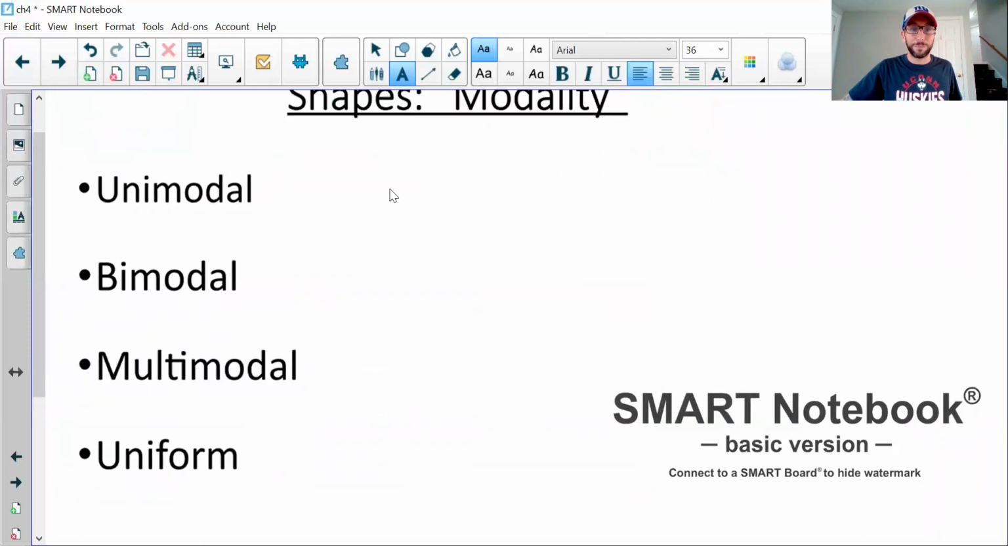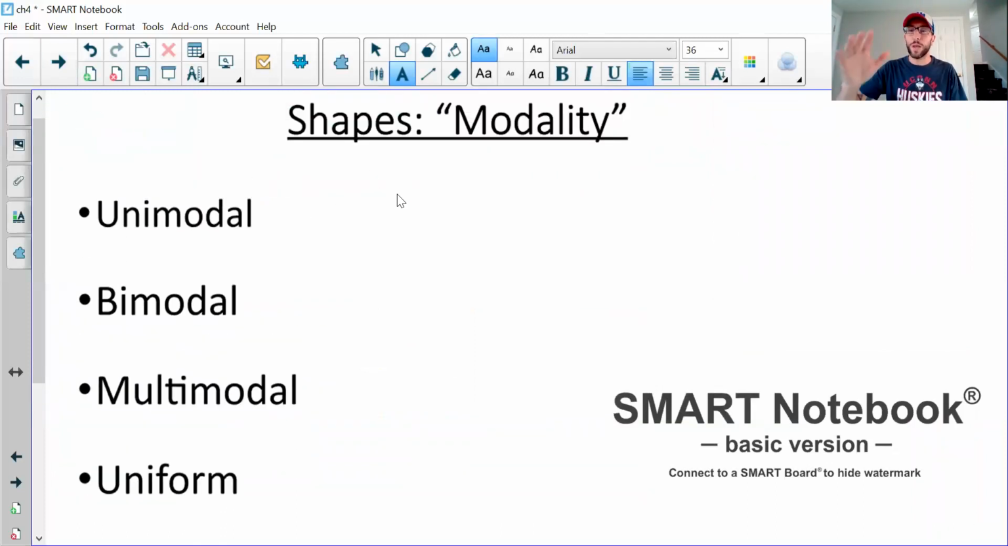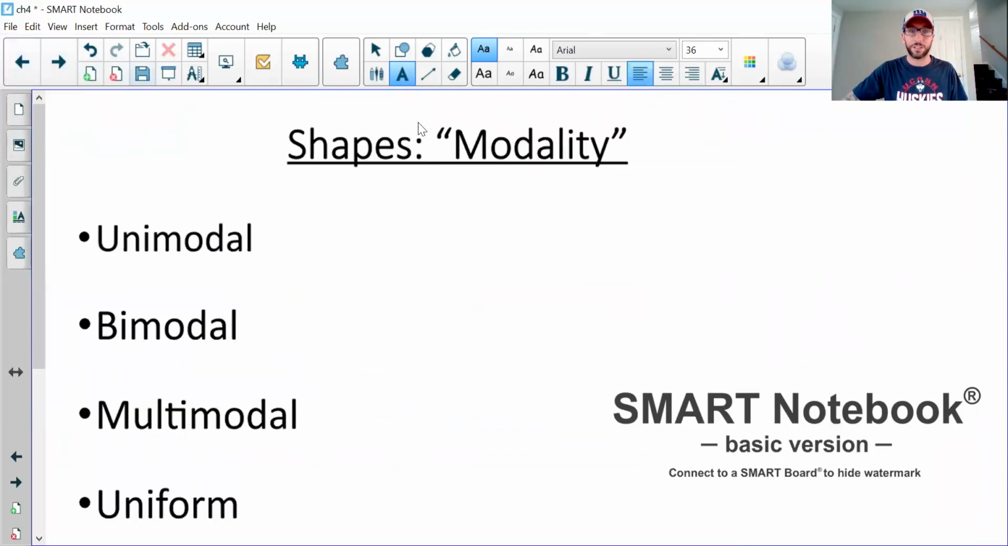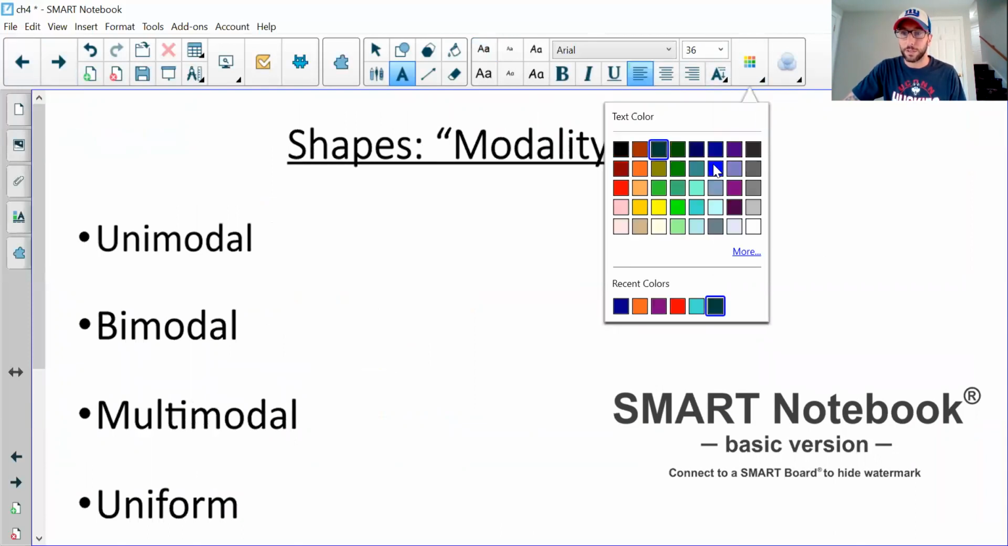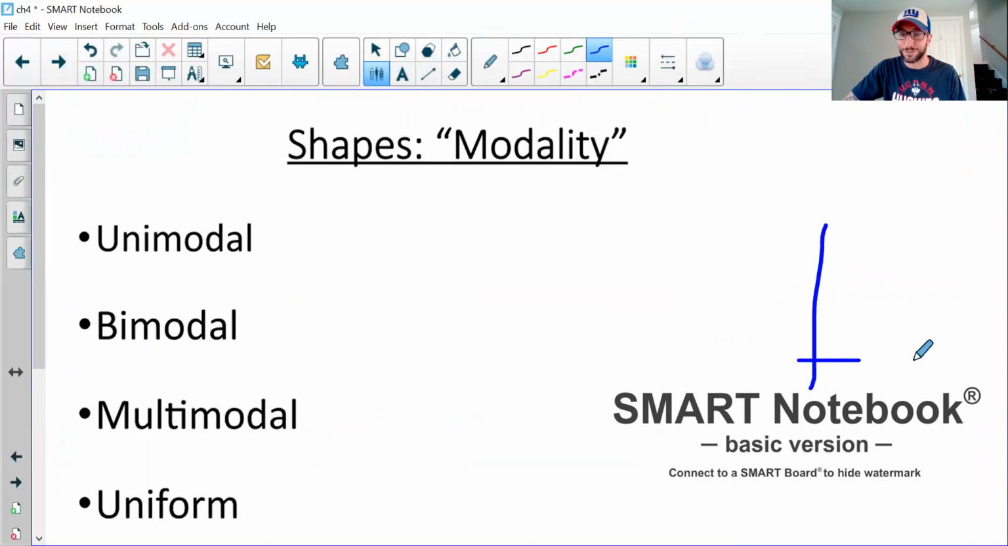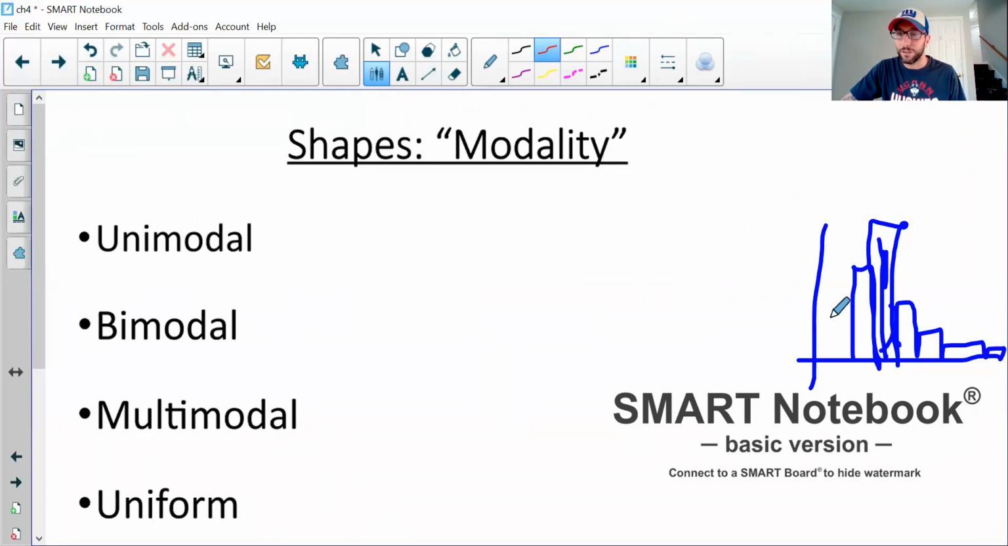Shapes. As we think about shapes, there's two elements of the shape. We want to talk about if it's skewed or symmetric, and we want to talk about the modality. So for us, the mode is more a descriptor of shape. If I sketch a quick histogram over here, and I apologize, I'm writing with my mouse, so this is sloppy, but if I see something like this, the mode, the most common data values, are in this bin. And so we want to consider the shape, the general outline of the histogram.